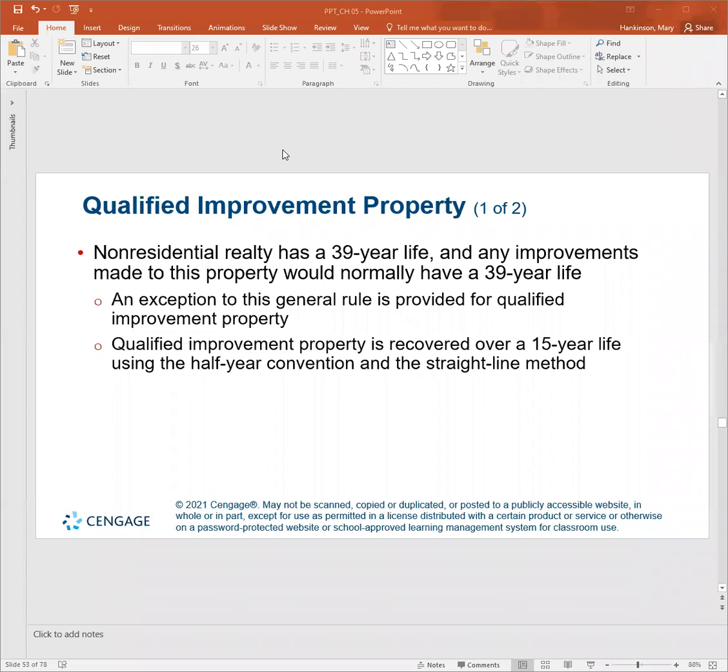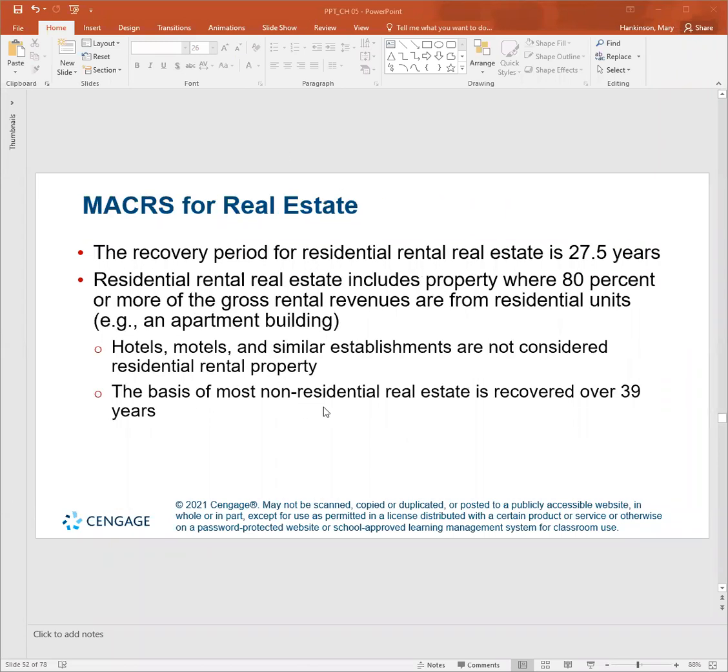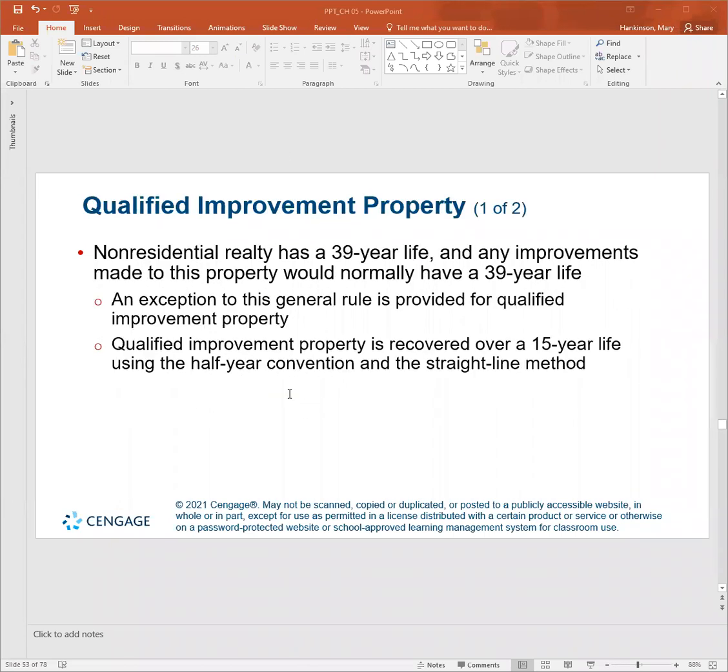As discussed above, the basis for most non-real estate is recovered over 39 years. Any improvements made to this property would normally be recovered over 39 years as well. An exception to this general rule is provided for qualified improvement property, and the cost of qualified improvement property is recovered over a 15-year period using the half-year convention and the straight line method.